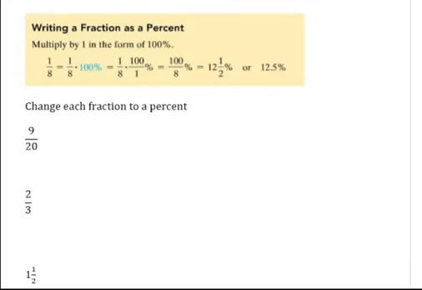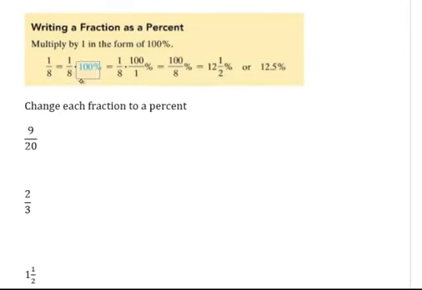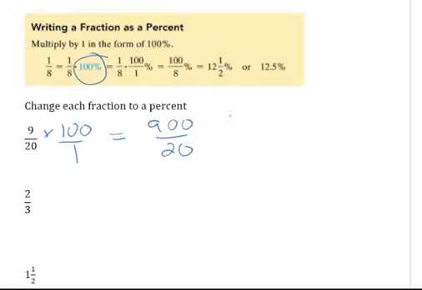Okay, continuing here with 5.3, now we're going to write a fraction as a percent. So the way we're going to change a fraction to a percent is we're going to multiply it by 100%. So I'm going to take this here, multiply it by 100 over 1, and go straight across. That's going to leave me with 900 over 20, and I'm going to take my calculator and just divide that out. 900 divided by 20 is 45, and I'm going to add my percent sign.